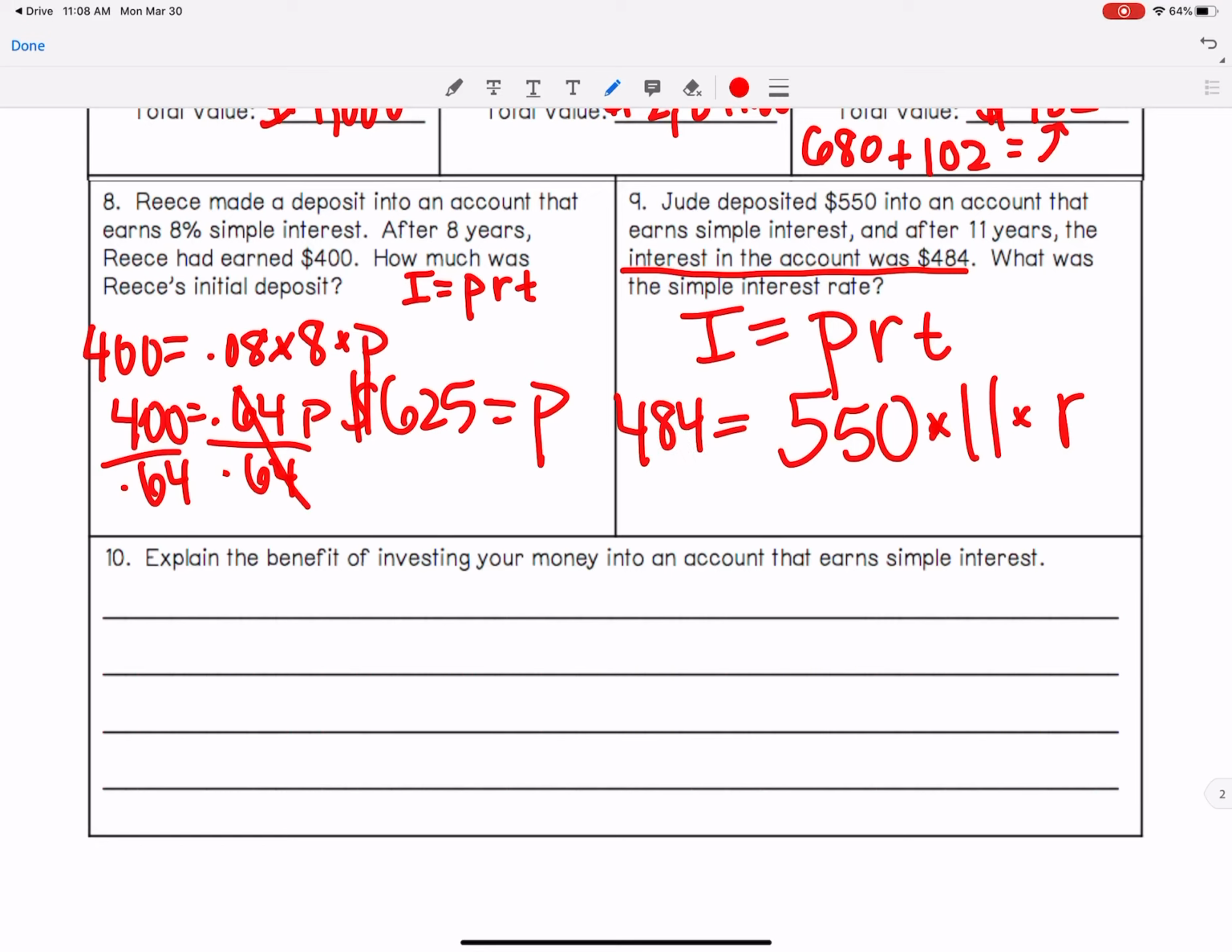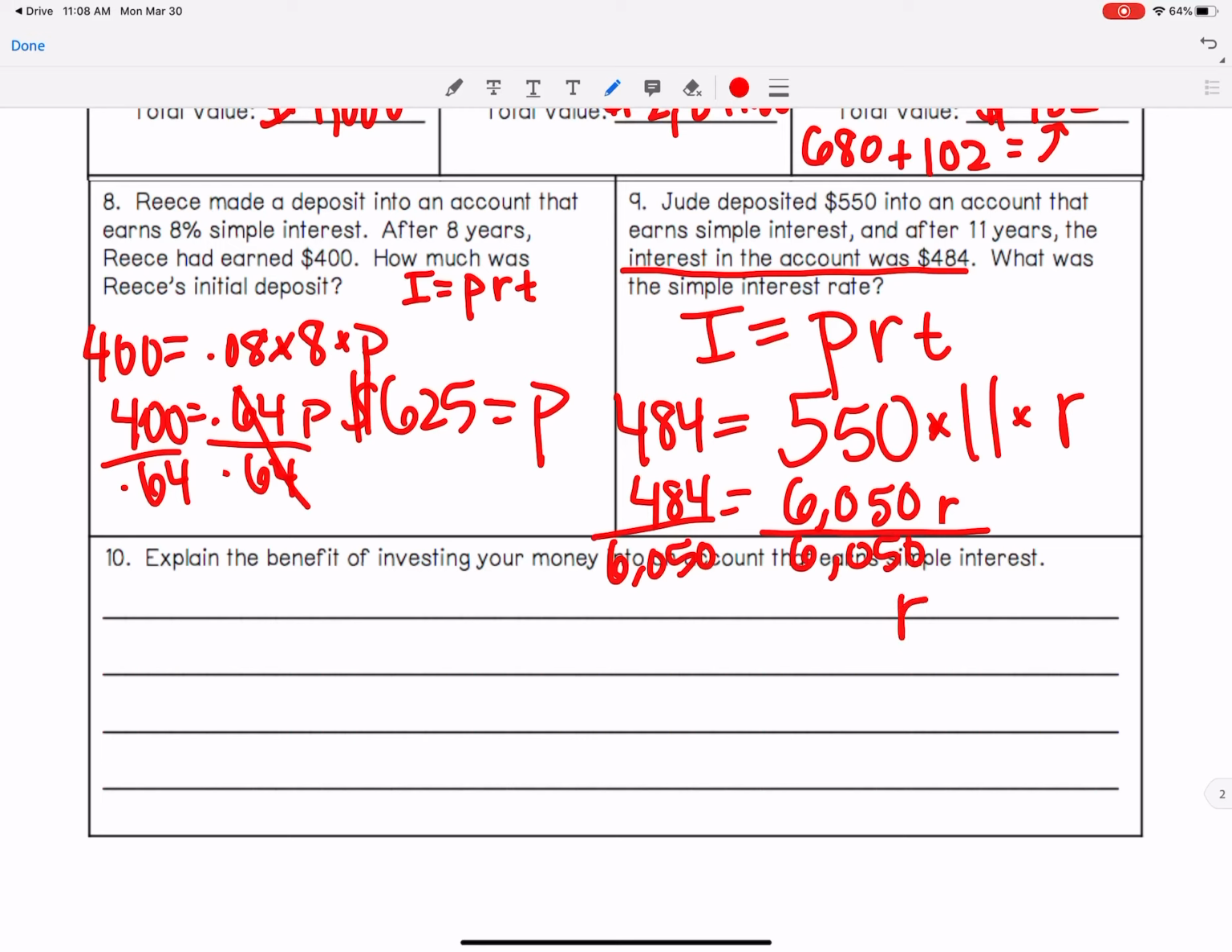Now let's go ahead and solve for what we do know. What is 550 times 11? And that gives me 6,050. And then we just have to leave R there. And next step, we have to get R all by itself. So the opposite of timesing is divide. Let's divide both sides by 6,050. 484 divided by 6,050 gives me 0.08.